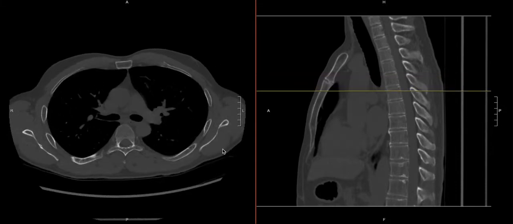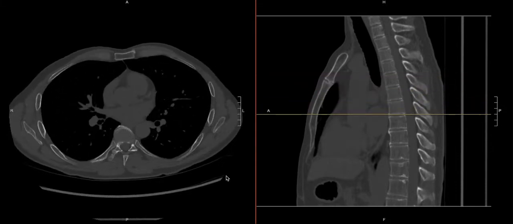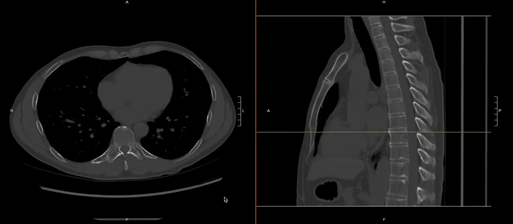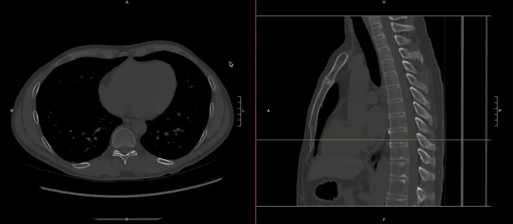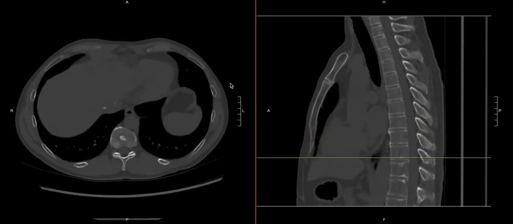and just make sure that there are no suspicious lesions, that there are no fractures through the vertebral body or the pedicles. And here we see these sclerotic lesions. For our purposes, for this particular patient, these have been stable, so they're not suspicious.